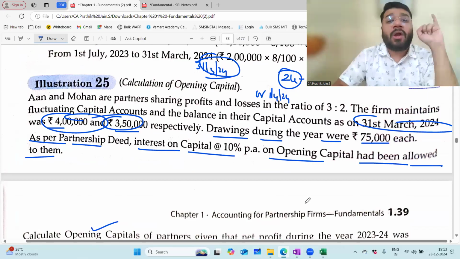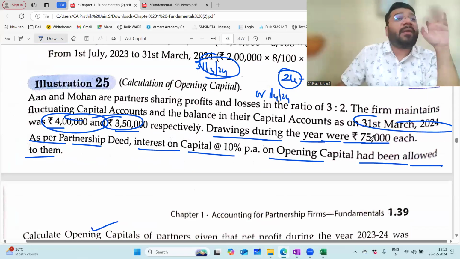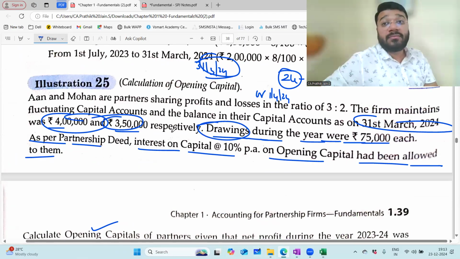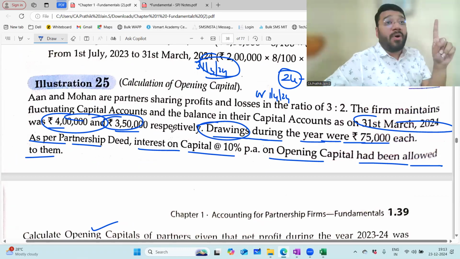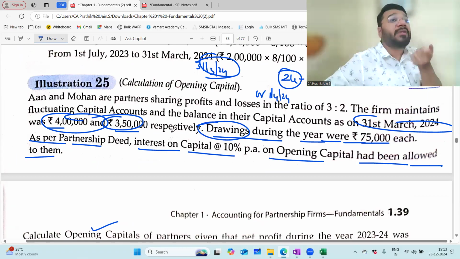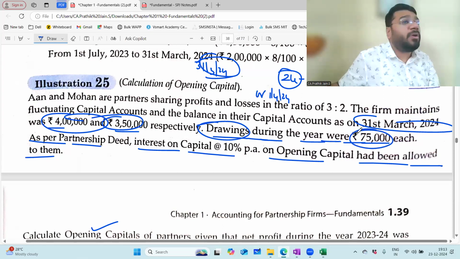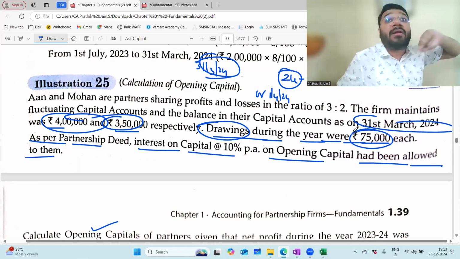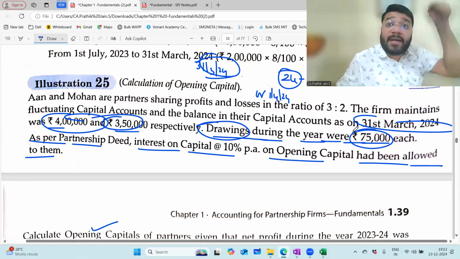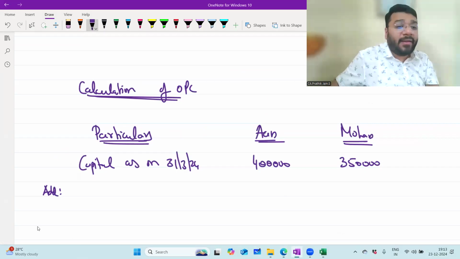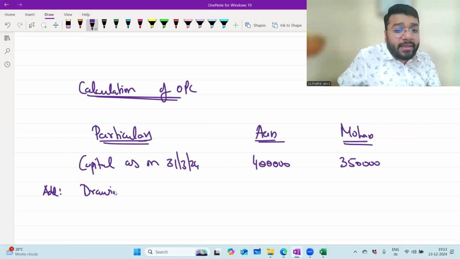Drawings. Drawings during the year is given. My question goes to all of you. Drawings they have mentioned, but whether it is against capital or profit is not mentioned. So whenever the question is silent about the mode or type of drawing, it is always drawing against profit. So this 75,000 is drawing against profit. Anywhere in the question did they tell you this drawing has not been debited to the partner's capital account? Nothing is mentioned. Means this drawing has been debited to the partner's capital account. If anything is debited to the partner's capital account, we have to reverse it by adding back. Add drawings against profit. Any problem?